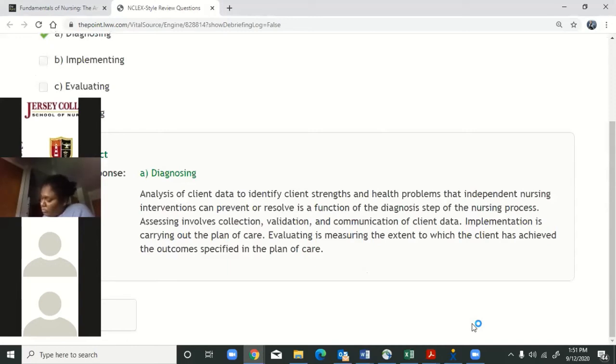We're looking at that client data. We're trying to identify those strengths and weaknesses. Make sure that we're able to treat what our patient is there for, okay? That's what makes you autonomous. It gives you these independent nursing interventions that you can do to resolve things for the patients. As an LPN, you couldn't do that. You couldn't make a nursing diagnosis.